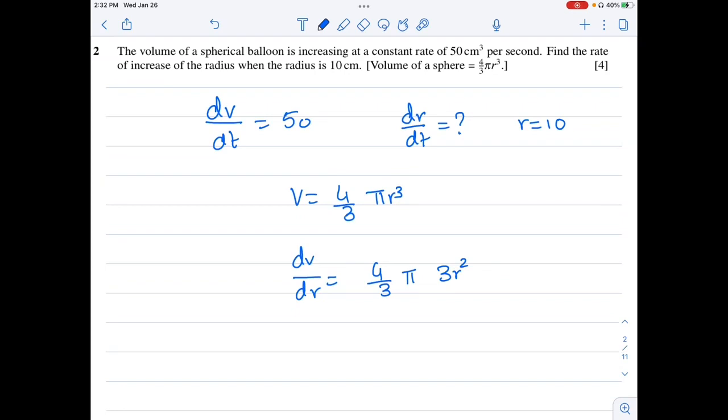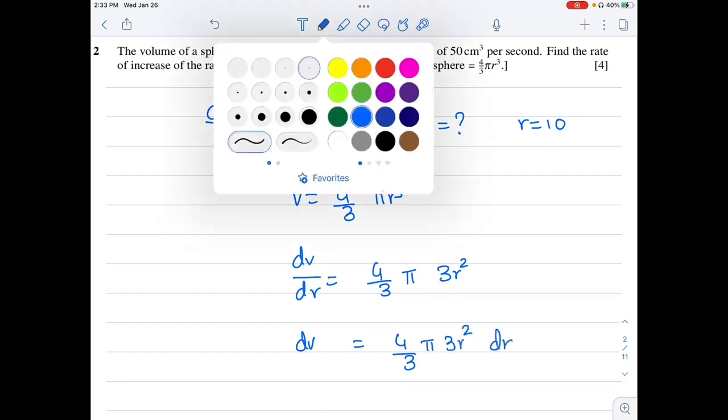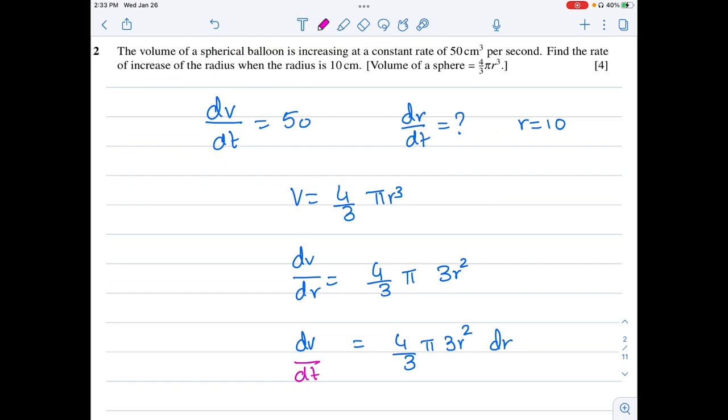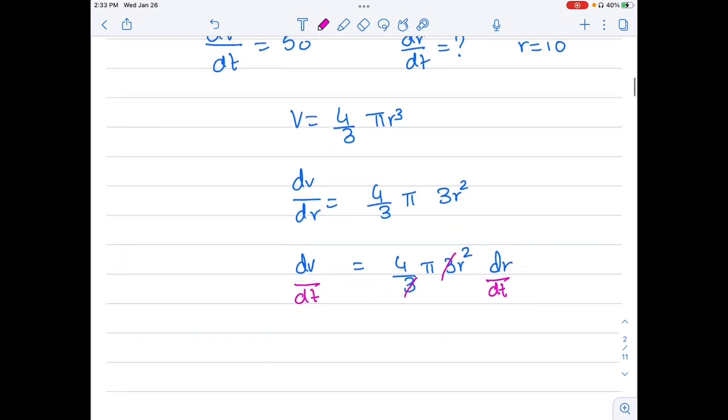So what am I going to do? I am going to take that dr to the other side. So instead of writing dV by dt, I write dV equals 4 upon 3 pi 3r square dr. Then what am I going to do? I am going to divide by dt on both sides. And you can see 3 and 3 get cancelled. The dV by dt value has been given as 50, which is equal to 4 pi, radius value is 10, whole square, dr upon dt.